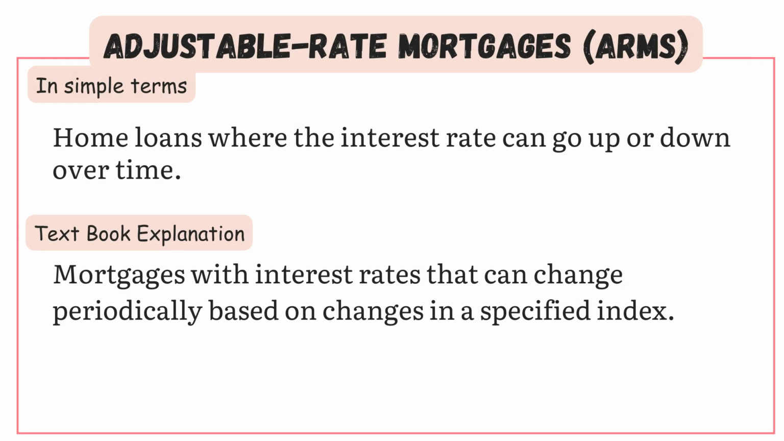Adjustable rate mortgages, ARMs. In simple terms, it is home loans where the interest rate can go up or down over time. As per textbook definition, adjustable rate mortgages, ARMs, is mortgages with interest rates that can change periodically based on changes in a specified index.